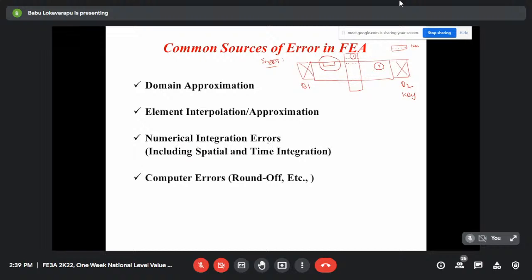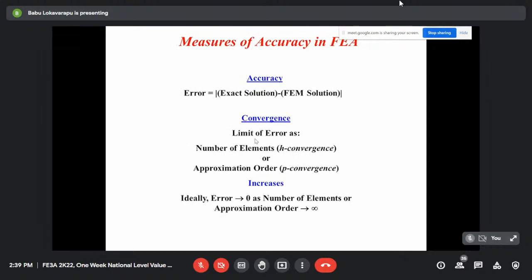And numerical integration errors. When you do numerical integration, a lot of digits are involved, in spatial and time integration, so there also errors may arise in FEA. And computer errors: for example, if you take rounded-off values and don't take more decimal digits, it may also lead to error. And this is one important thing: accuracy and convergence. As accuracy and convergence increase, the error tends to 0. So the first two are very important.